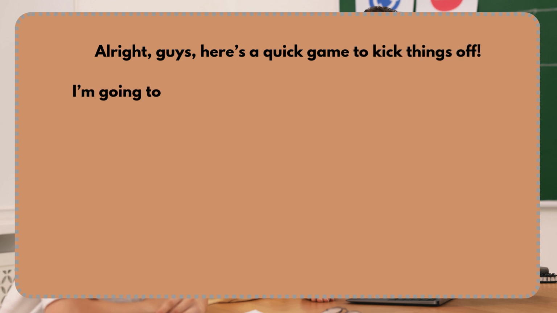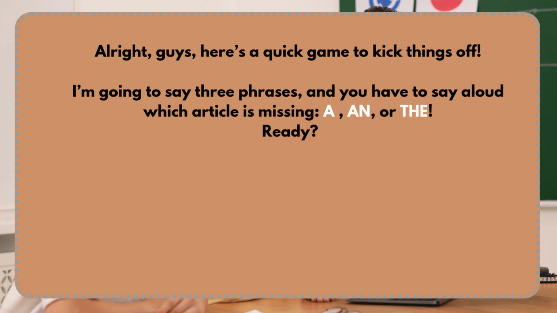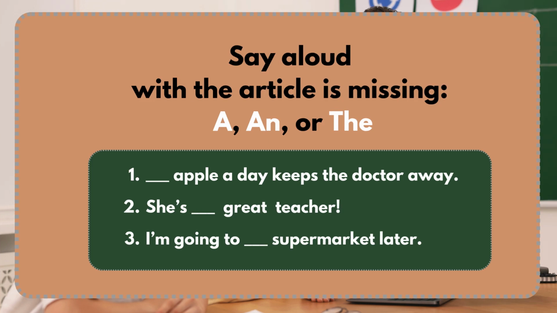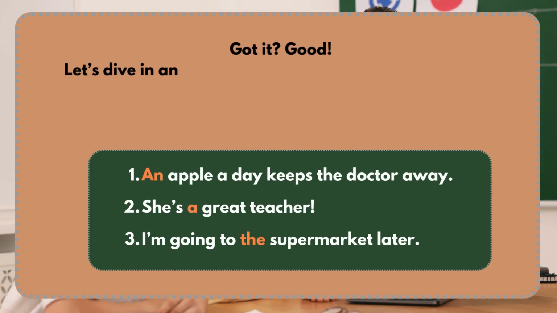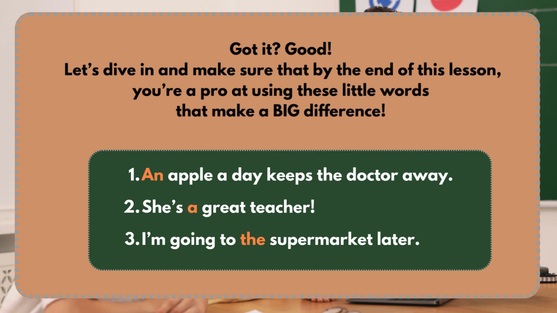Alright guys, here it is, a quick game to kick things off. I'm going to say 3 phrases and you have to say aloud which article is missing: a, an, or the. Ready? Apple a day keeps a doctor away. She's a great teacher. I'm going to supermarket later. Got it? Good! Let's dive in and make sure that by the end of this lesson you are a pro at using these little words that make a big difference.